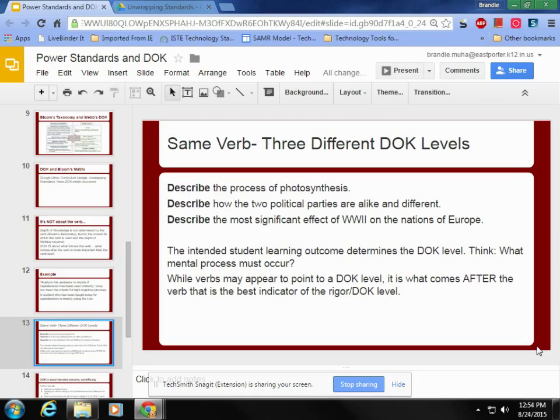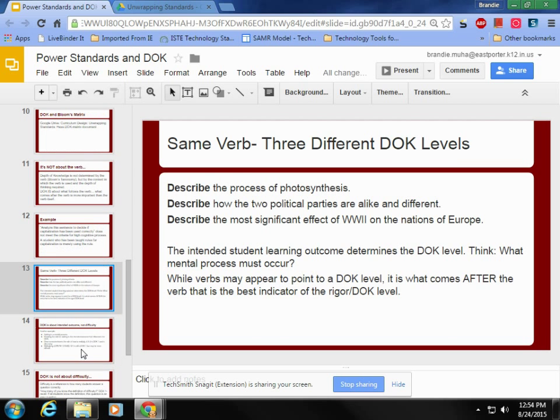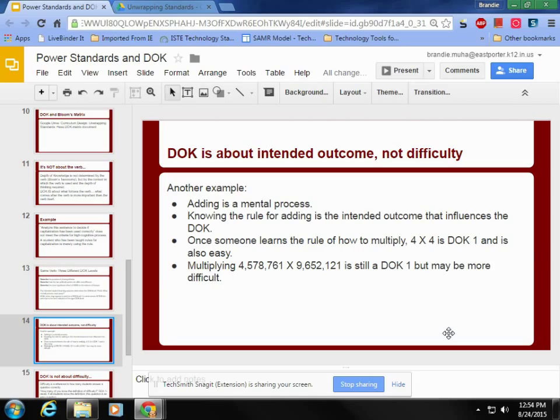So you have to be thinking to yourself, what mental process must occur? So often we'll look at the verb first, and that might appear to point at a depth of knowledge level, but really it's what comes after the verb that's the best indicator of rigor or depth of knowledge level. So here's another example. We know adding is a mental process, and knowing the rule for adding is the intended outcome that influences depth of knowledge.